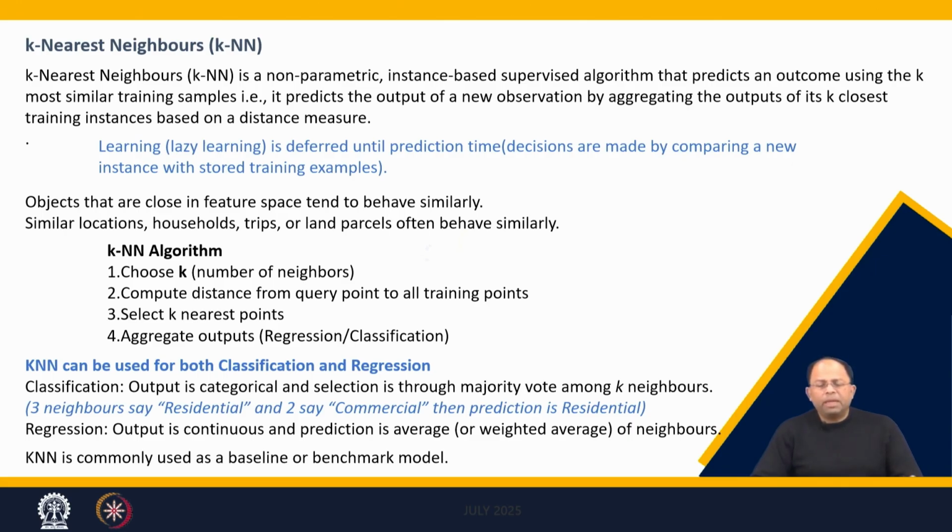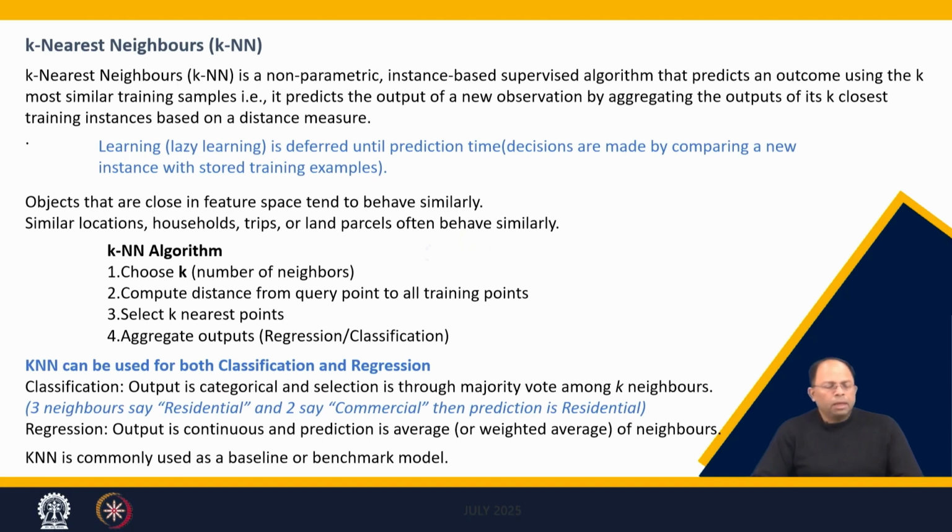That is, decisions are made by comparing a new instance with stored training examples. Objects that are close in feature space tend to behave similarly. So that's the main principle behind using KNN. Similar locations, similar households, similar trips or similar land parcels are expected to behave similarly, and that is the principle used to predict the outcome of a particular location or a household or so on. Because it is near to some other things, it is expected to behave in the same way.